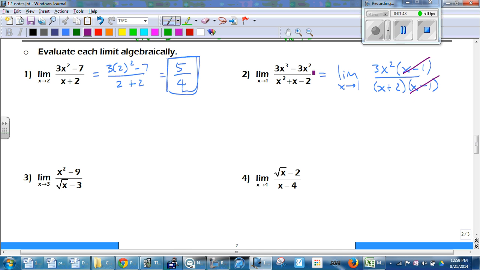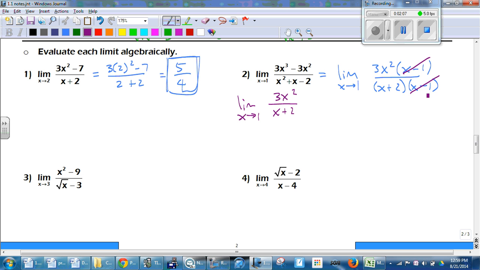So we know this function is going to have a hole at x equals 1. It's going to look just like the function 3x squared over x plus 2, except for the hole. Those two functions are going to have the same limit. So what we can do is find the limit of this one, and it's going to be the same as the limit of that. So we have 3x squared over x plus 2.